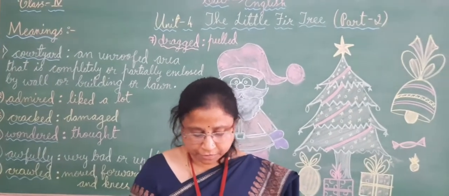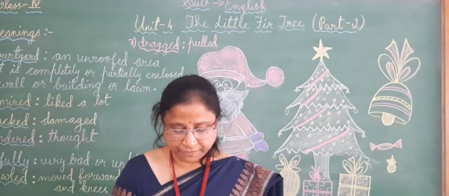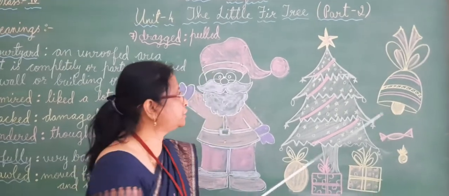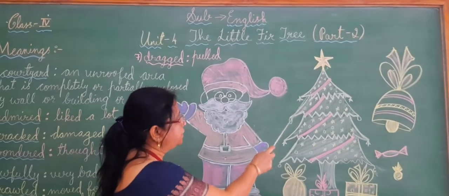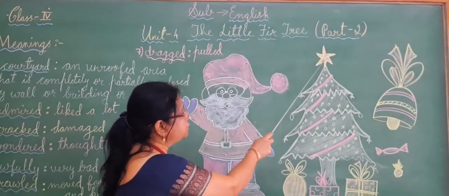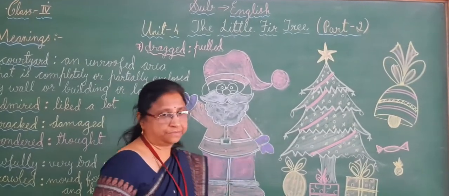A star was put right at the top of the tree. This is the tree, and the star was put on top of the tree.